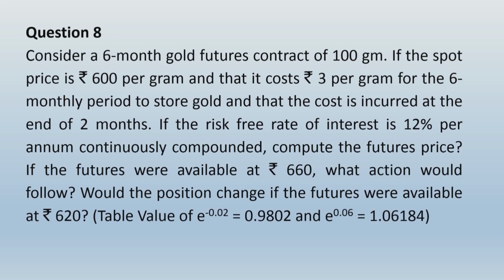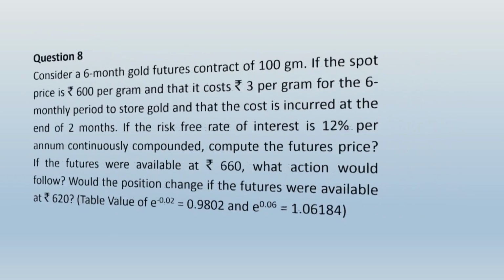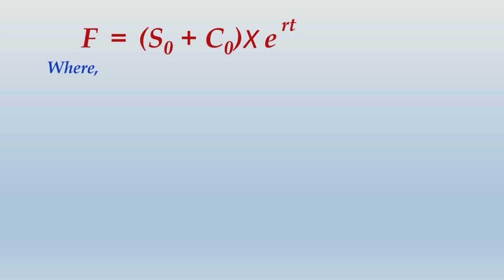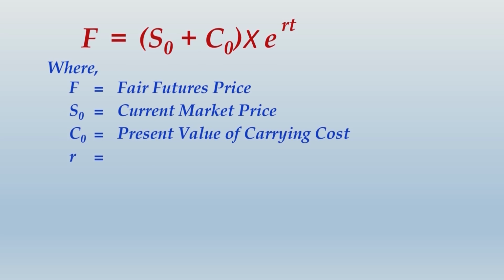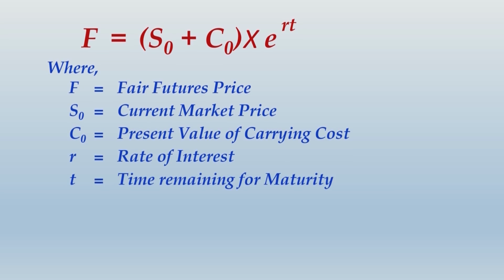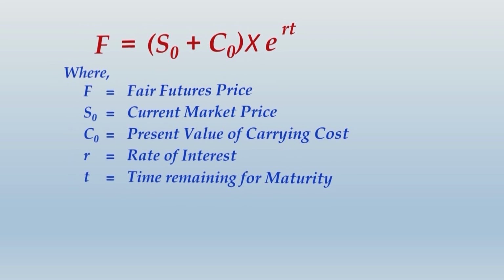So let us understand how to present the solution. First of all, you would write the equation F equals S0 plus C0 into e raised to RT. Define all the variables as I have already explained to you. And friends, again and again I am telling you one thing, that you should not avoid writing all this as part of the solution. It is mandatory for you to write this. Alright friends, let us move ahead.